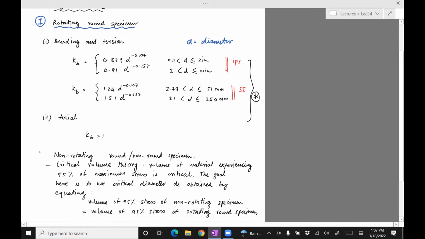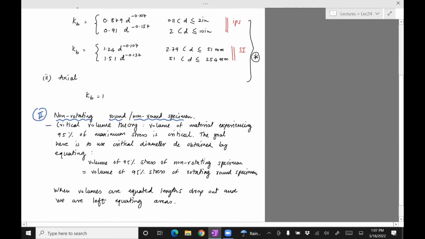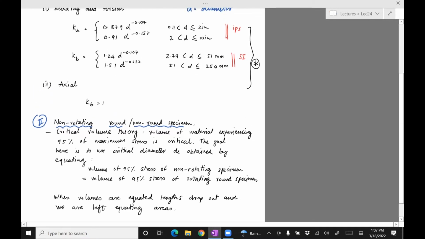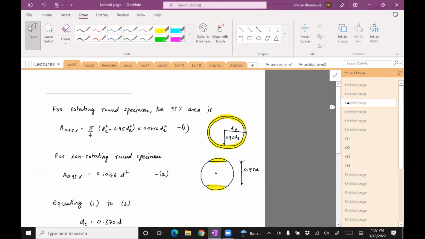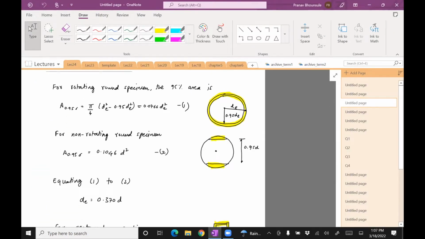Then part 2 is a non-rotating specimen, a round or non-round specimen. There is a theory called critical volume theory, which tells you how to compute this factor Kb in case of a non-rotating specimen. I've put that in the notes, but there is no real need to go through it and waste time, so I'm just going to skip all that.